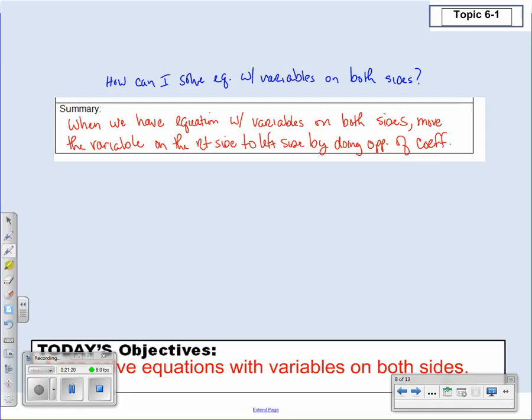You could add more in there. You could talk about how when you cross the line, you change the sign. You could also talk about the fact that we used a highlighter to highlight the variables to let us know we had them on both sides, but this would be the minimum. That concludes our topic for today, topic 6-1, solving equations with variables on both sides.